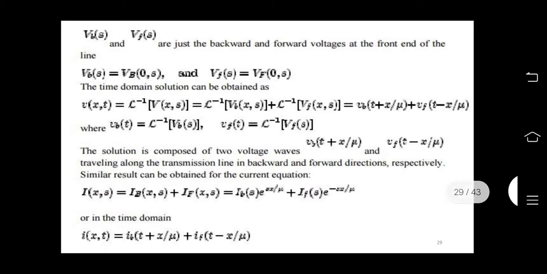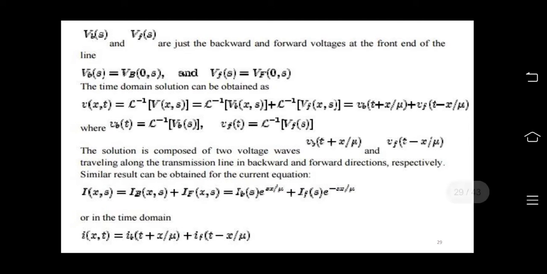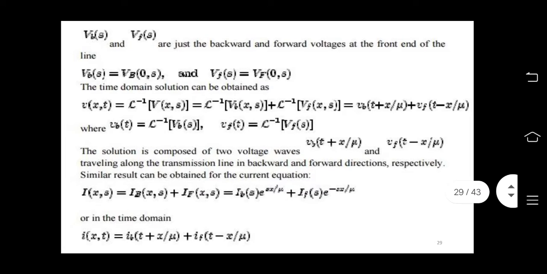So the time domain solution can be obtained as V of x comma t, which is the Laplace inverse of V of x comma s. So similarly for both the backward and forward voltage. Simplifying it, we get Vb of t plus x by mu plus Vf of t minus x by mu. So Vb of t and Vf of t are the Laplace inverses of Vb of s and Vf of s.